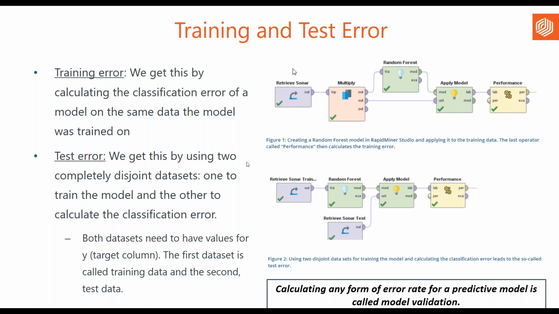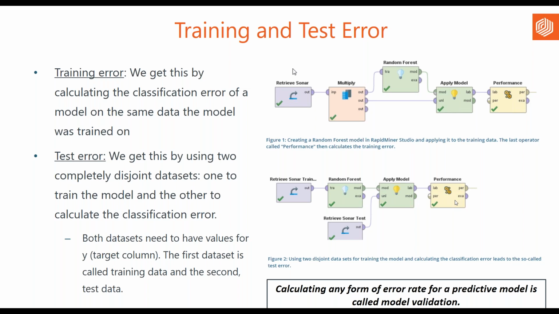But the test error is where you're calculating the performance on the test data set rather than on the training data set. So you build a model on the training data and apply that model on the test data and calculate its performance, right? It could be classification error or accuracy, etc. Whichever you choose, not only one, but more than one you could do, right? So that is called a test error.